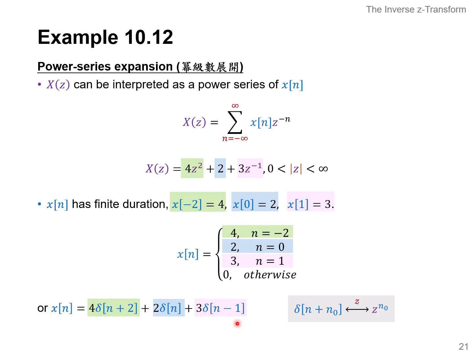These impulses match the powers in X(z). Z squared matches the sample at n equals minus 2. The constant term matches the sample at n equals 0, and z to the minus 1 matches the sample at n equals 1. So this shows how the power series form of X(z) helps us read the time domain signal.